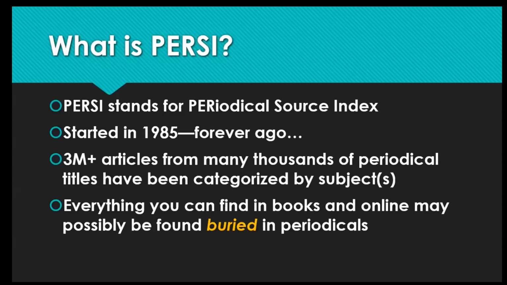The Periodical Source Index has over 3 million subject entries. So 3 million plus articles from many thousands of periodical titles have been categorized by subject, and we put them in a searchable database. That's a pretty big chunk of data. That's a lot of information.